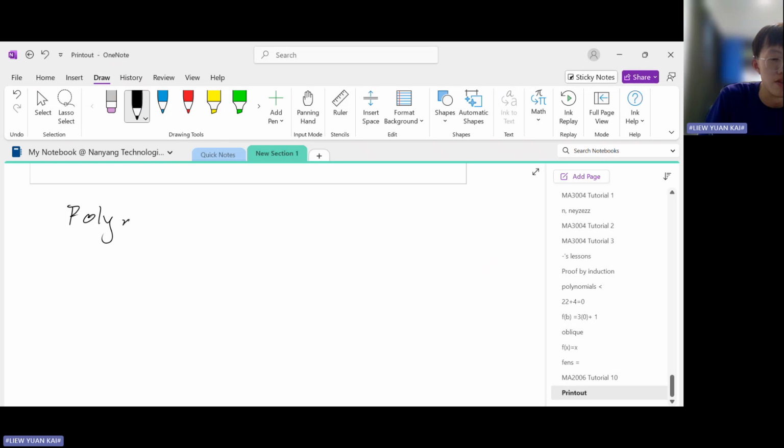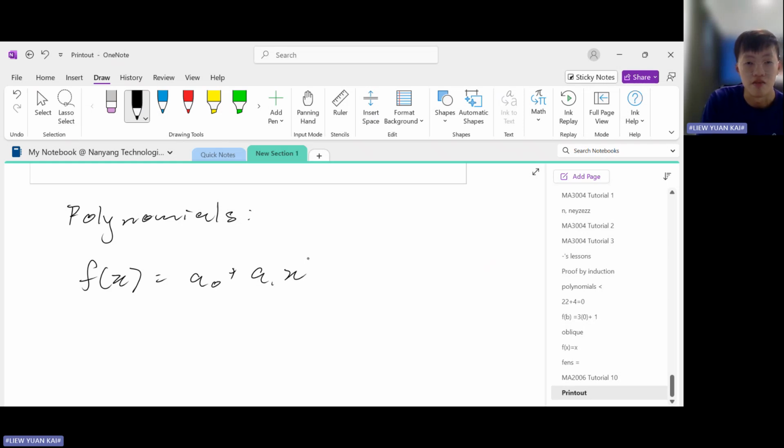So I know some of you might forget what polynomials are already because it's been a while since we touched it. So if f of x is said to be a polynomial, it takes on the form of a naught plus a1 x to the 1 plus a2 x to the 2 plus so on and so forth, an x to the n. You already seen this before. So polynomials must be very familiar to you.